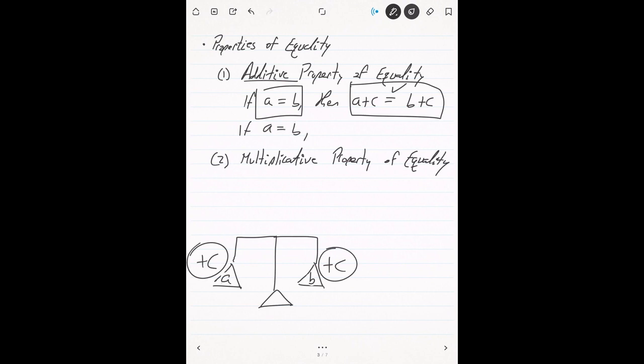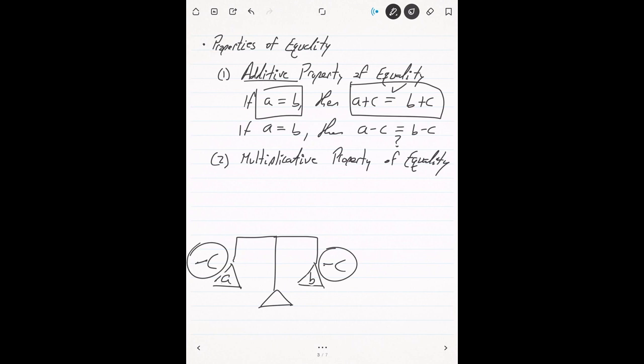What if we had an equation, again, A equals B, you're given that these two things are the same, and what if I were to this time subtract the value C from both sides? Would it stay equal? Could I have, let's say, removed a certain amount of weight from both sides? And would it have stayed balanced?